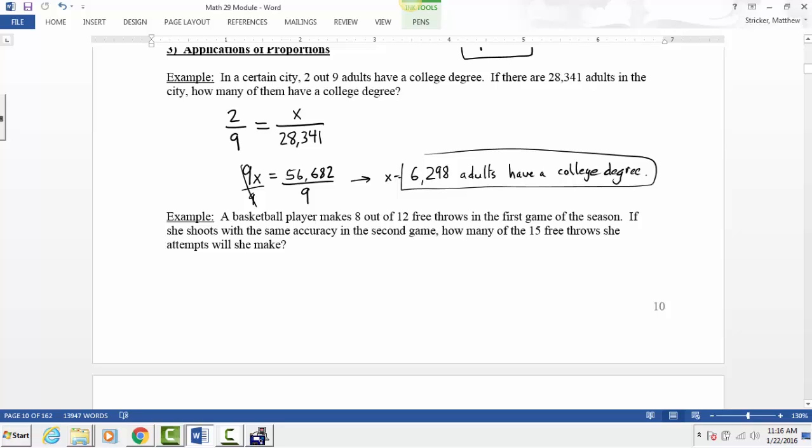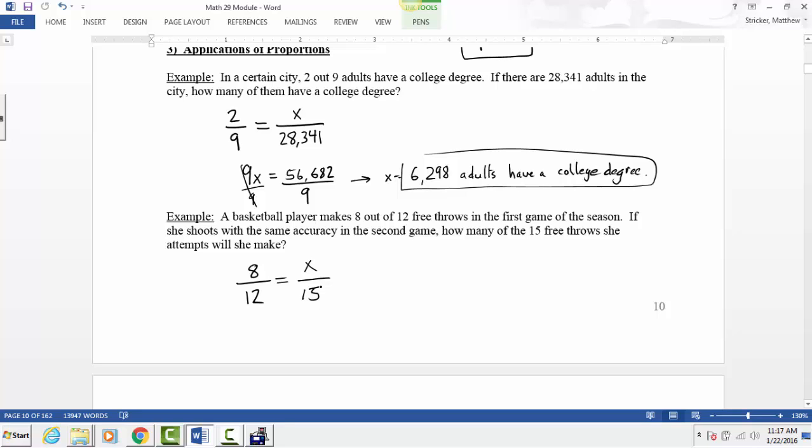One last example here, same thing. It says a basketball player makes 8 out of 12 free throws in the first game of the season. So that's our first ratio there. She can make 8 out of 12. If she shoots with the same accuracy in the second game, how many of the 15 free throw attempts will she make? So how many out of 15 will she make?